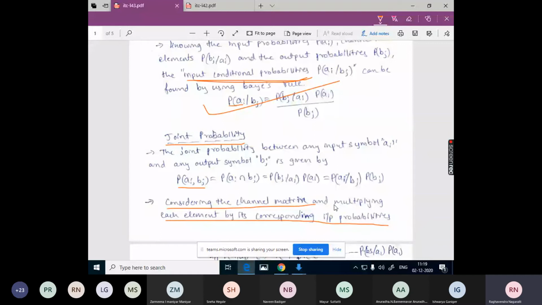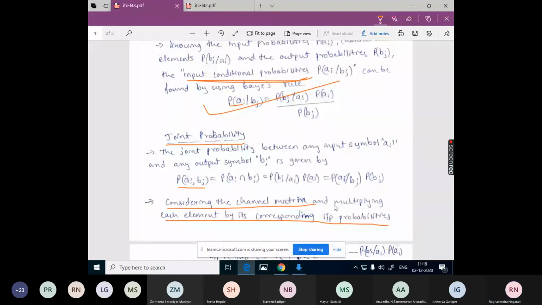So here we can write the calculated values. It is 1 by 9. Similarly, we can use this column, or we can use this row. But we don't have the input probabilities with us, so we cannot go row wise. We can only go column wise.